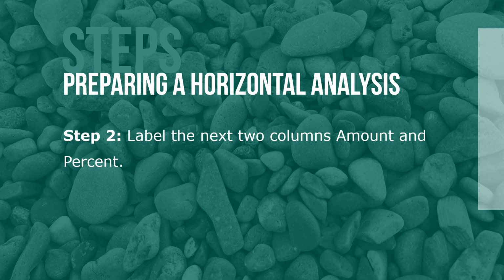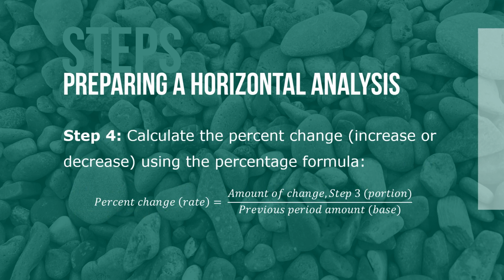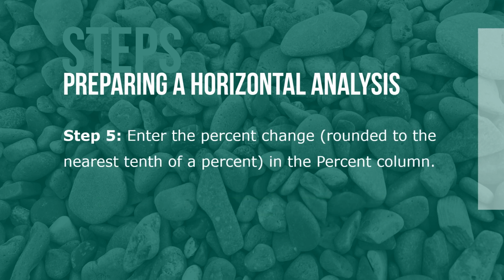Step 2. Label the next two columns amount and percent. Step 3. For each item on the balance sheet, calculate the dollar difference between the current and previous periods and enter this figure in the amount column. Step 4. Calculate the percent change, increase or decrease, using the percentage formula. Percent change or rate is the amount of change, the step 3 portion, over the previous period amount, the base. And then step 5. Enter the percent change, rounded to the nearest tenth of a percent, in the percent column.